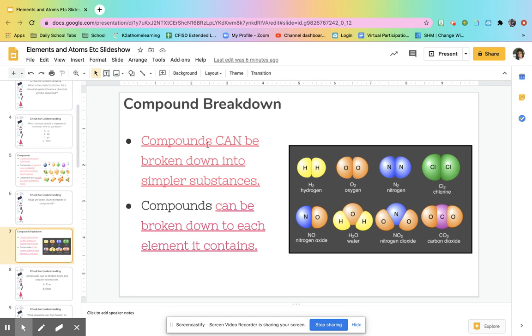Now let's talk about compound breakdown. So compounds can be broken down into simpler substances, right? If you think about our lab, remember we broke down the sodium bicarbonate into carbon dioxide, right? And we broke down the ammonium chloride into ammonium and then into just chloride, right? So compounds can be broken down to each element it contains. And that is another example from our lab, right? If we go back to the calcium chloride, it broke down into a calcium as well as a chloride, two chlorines.